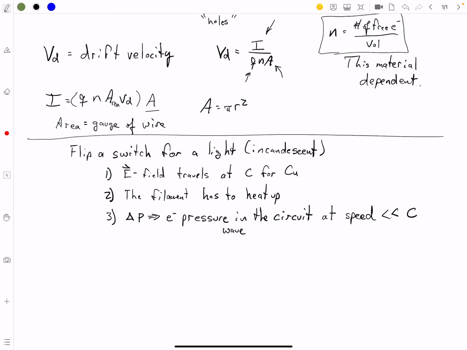So we get here and we say, okay, we've done quite a bit. That pressure wave, by the way, yeah, no, let's forget that. Okay, so we have current density.